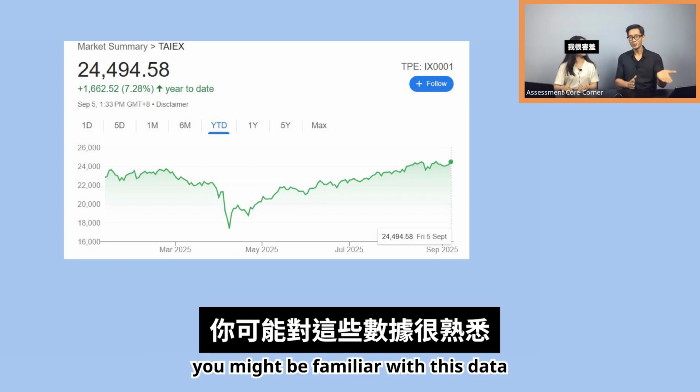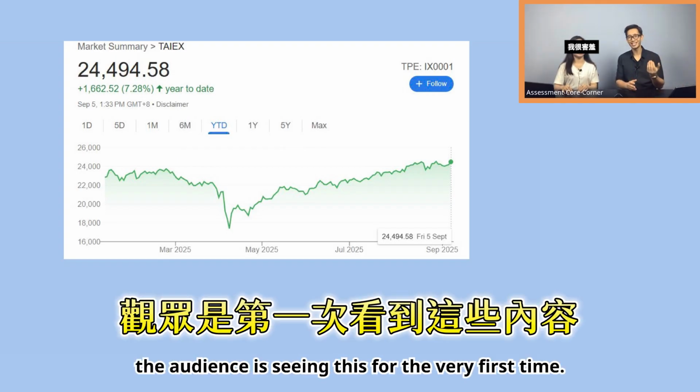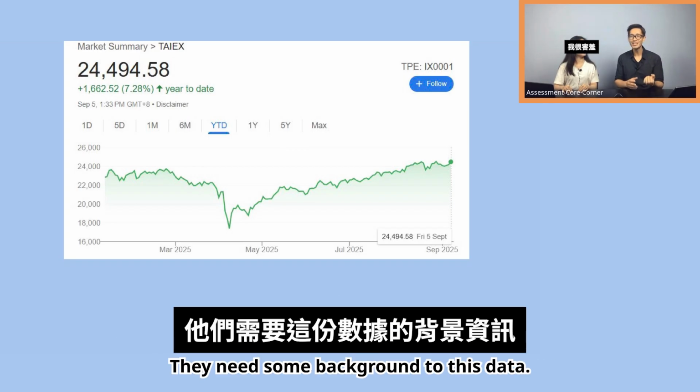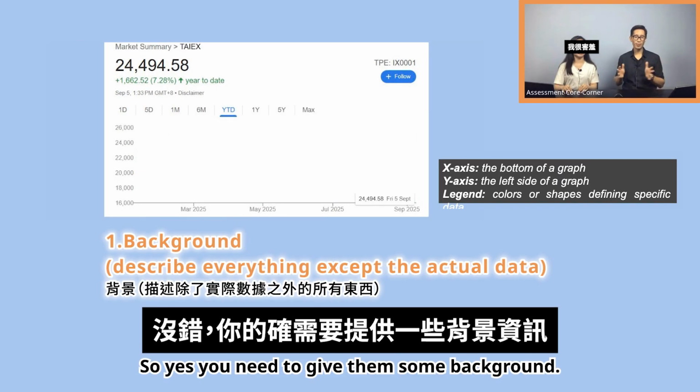You might be familiar with this data because it's your data. But actually, you have to remember the audience is seeing this for the very first time. They need some background to this data. So here's my framework for explaining graphs. So yes, you need to give them some background.